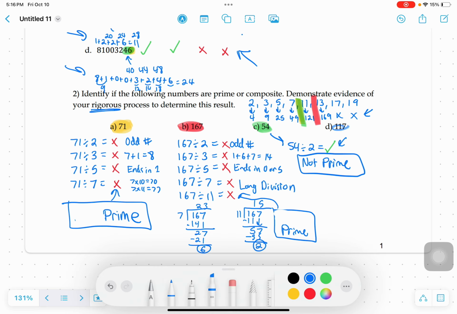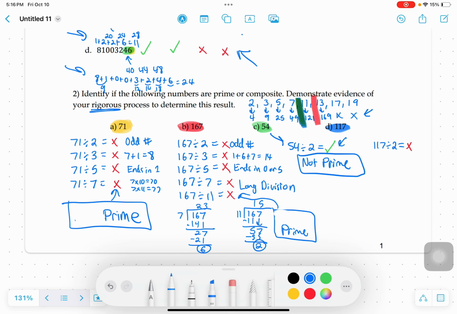Let's see the last problem here, 117. For 117, it looks like that falls right here in between 7 and 11 again, so I need to test up to 7. 117 divided by 2, that fails. 7 is an odd number.